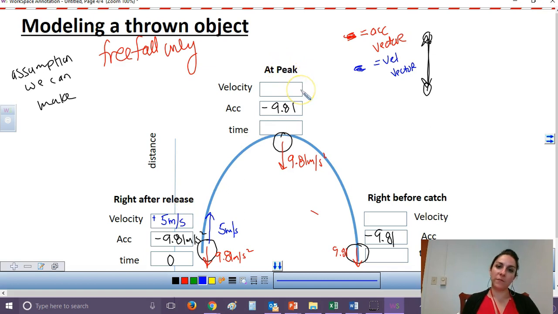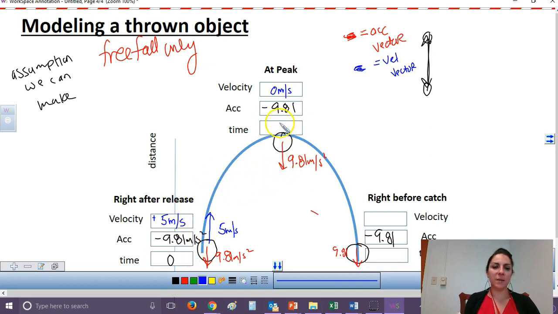At the very top, the very peak, it does stop. It's very, very brief, but watch. It's not perfect. But we can assume at the very top, the velocity is 0. And notice that the vector, if it's 0, doesn't exist, right? So there's no velocity vector at the top.